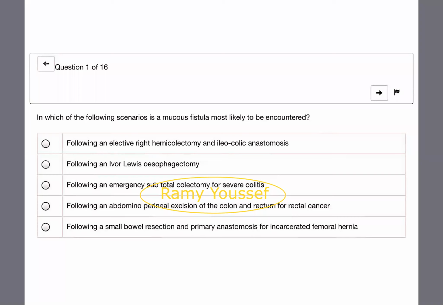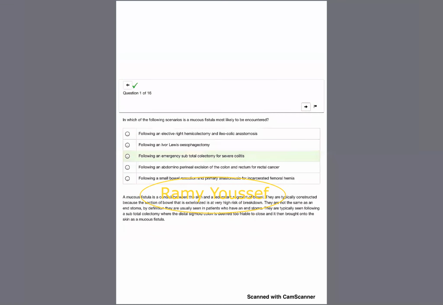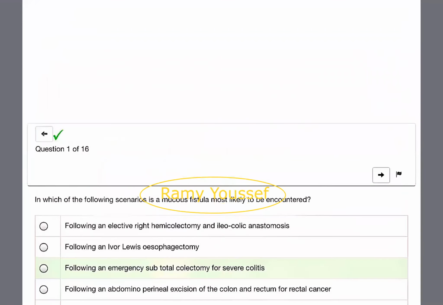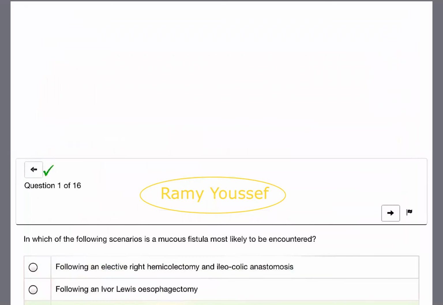The last one is primary anastomosis. Yes, exactly. Can you explain the pathogenesis of mucus fistula? Okay, you just want to know what the operation of mucus fistula is. You go for it when you do a hemicolectomy or colectomy, subtotal colectomy. Okay, I will draw it.